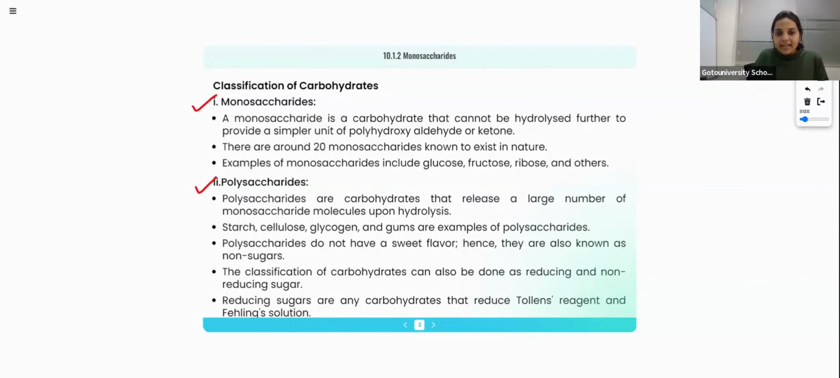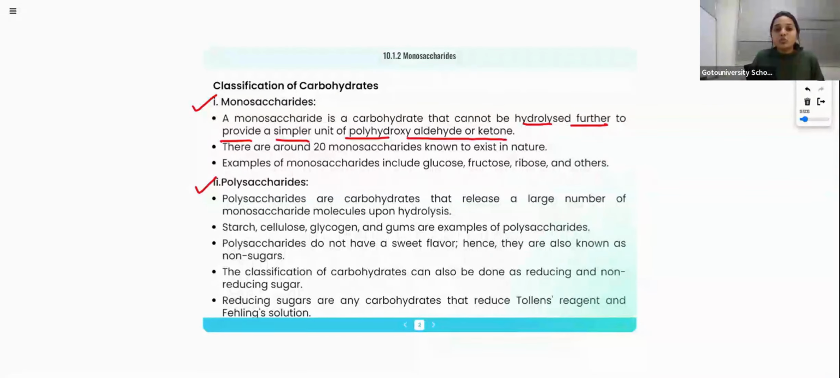So what do you mean by monosaccharides? A monosaccharide is a carbohydrate that cannot be hydrolyzed further to provide a simpler unit of polyhydroxyaldehyde or ketone. We know what monomer and polymer are, right? In chemistry, we study what a monomer is. A polymer is made up of many single units. The single unit is called a monomer and the bigger one you get is called a polymer. Same thing here. Monosaccharide means monomer, we cannot divide it again, because that is the basic unit. So it is called a monosaccharide.